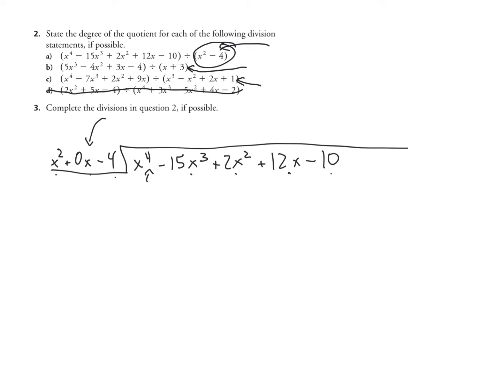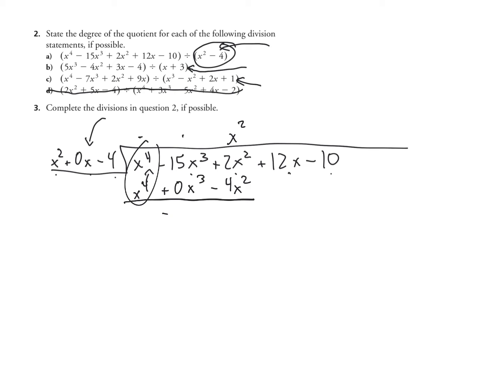Alright, start. x to the 4 divided by x squared is just x squared. I'm not going to put it here or here. I'm going to put it in the x squared column. x squared times x squared is x to the power of 4. x squared times 0x is plus 0x to the 3. x squared times minus 4 is minus 4x squared. Let's do a subtraction. The first one gets knocked off as usual.